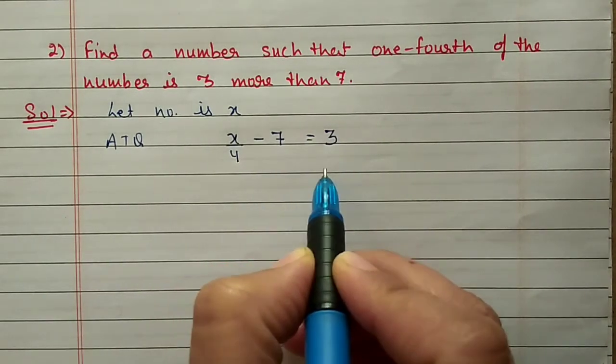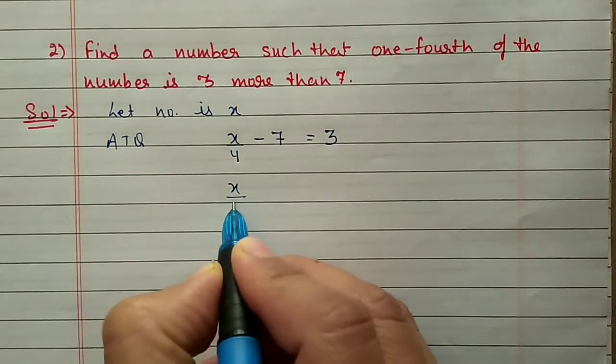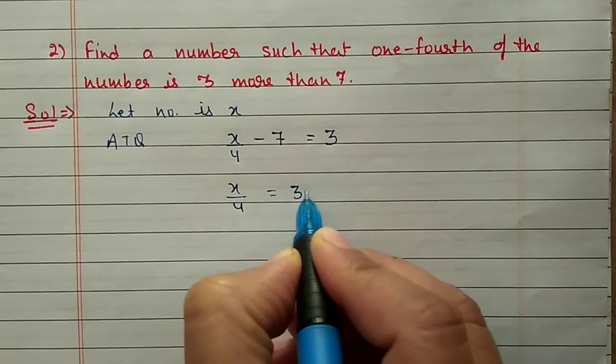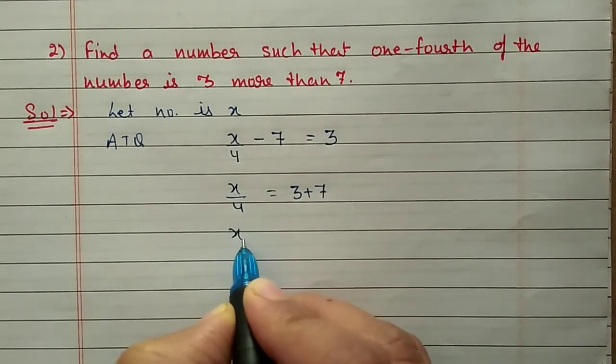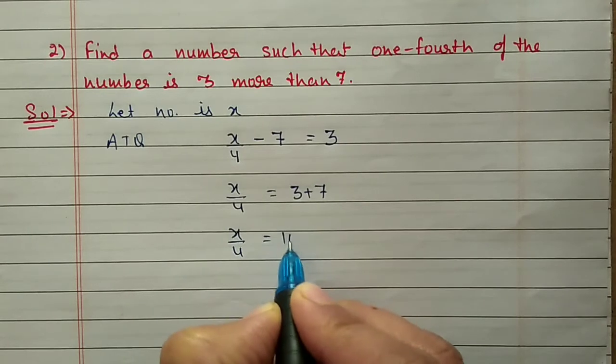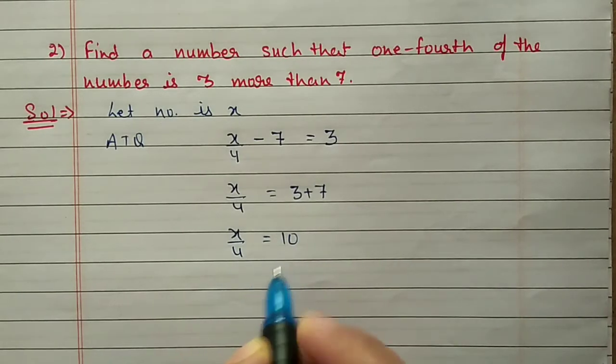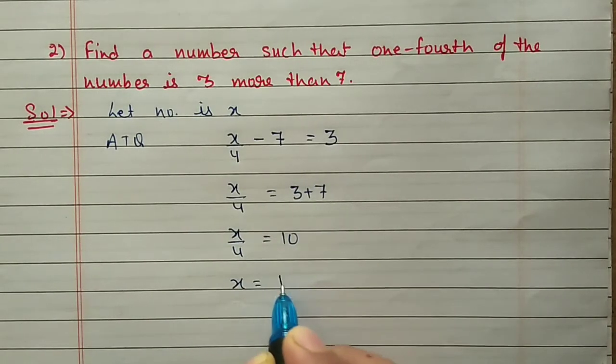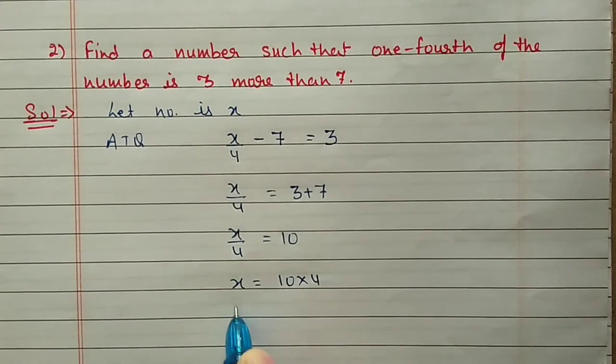First this 7 we will shift another side. It will go for addition. So x by 4 is equal to 10. Now this 4 also we can shift another side. This 4 will go for multiplication. So the number is 40.